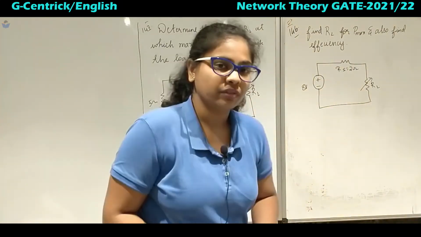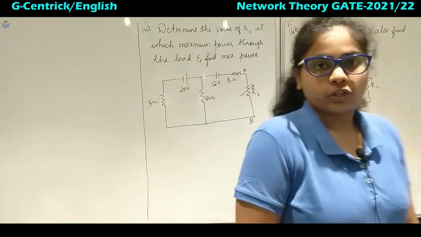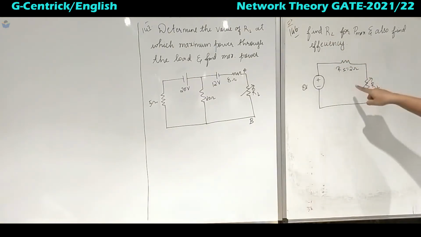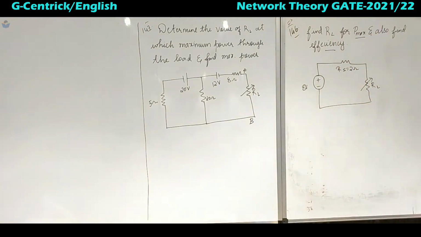So in this lecture we will see problems based on the maximum power transfer theorem. Okay, so coming to this 146 question, we have to find RL for maximum power and also find efficiency. So we have to find maximum power as well as efficiency of this RL.